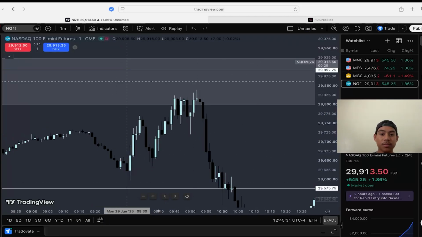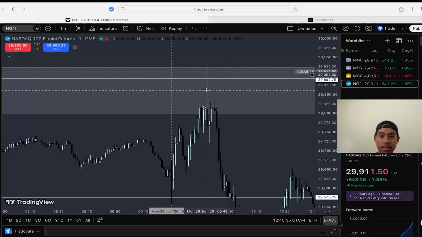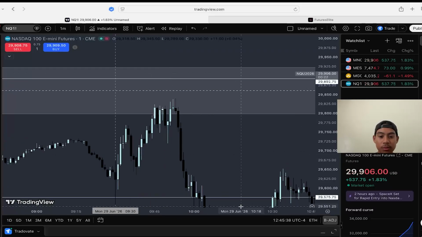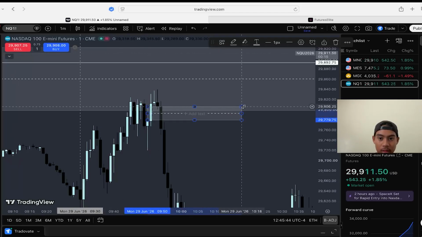So what happens is price rallies up. We tag this rejection block. This whole box is the entire rejection block. And then we start showing signs of rejection, right? How do we show signs of rejection? We inverse this 1 minute gap right here.